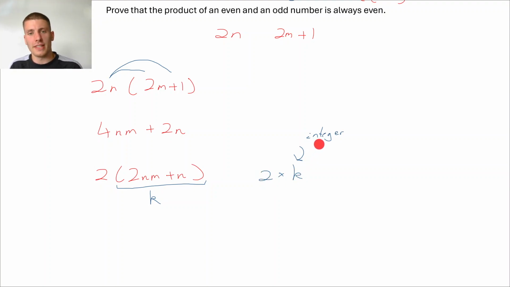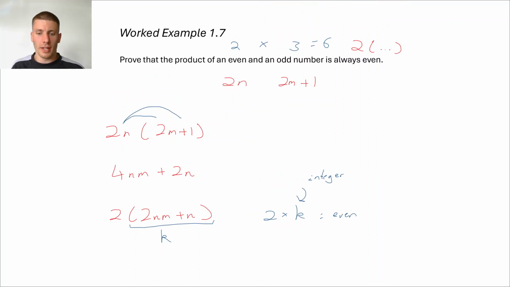So 2 times some number, like 1, like 10, like 11, like 13, is always going to give me an even number, which is exactly what the question is asking for. And I've proven this for all cases, because I've used algebra. Algebra covers you for everything. So for any even number times any odd number, I can always factorize out the number 2, which means that the product of an even and an odd number is always going to be even.